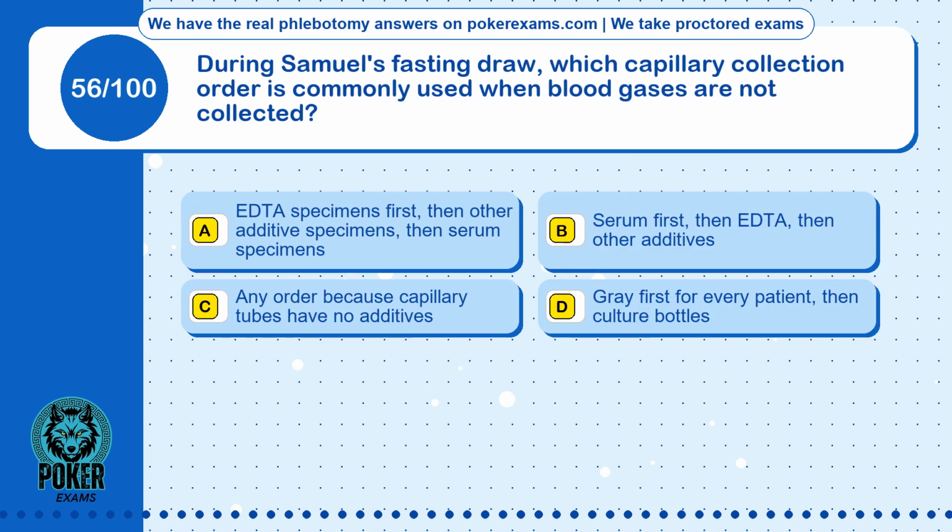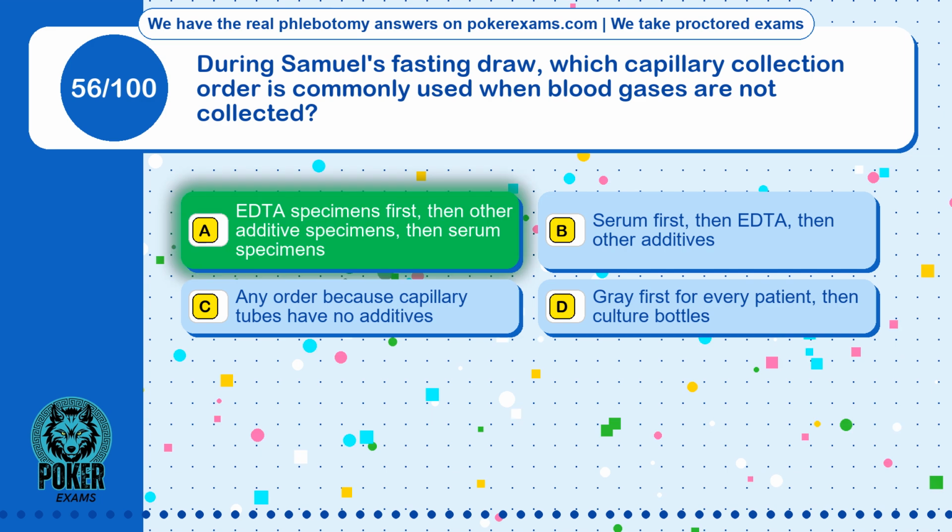Question 56. During Samuel's fasting draw, which capillary collection order is commonly used when blood gases are not collected? Option A. EDTA specimens first, then other additive specimens, then serum specimens. Option B. Serum first, then EDTA, then other additives. Option C. Any order because capillary tubes have no additives. Option D. Gray first for every patient, then culture bottles.